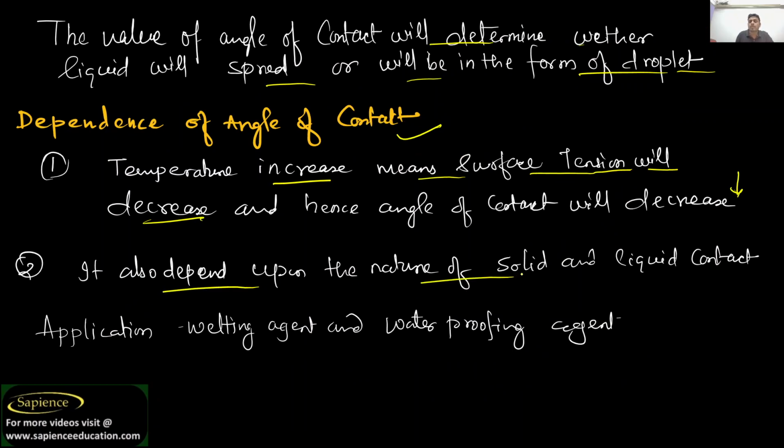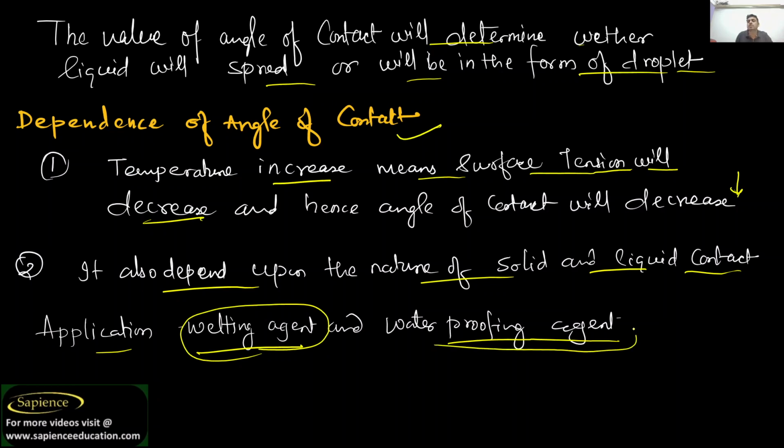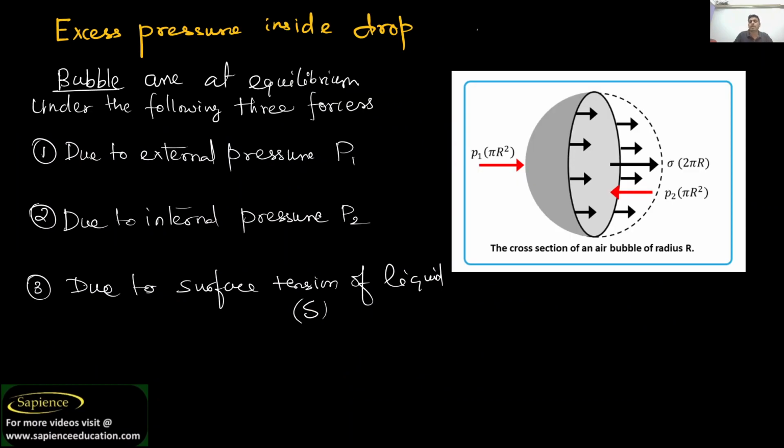Now it also depends upon the nature of the solid and liquid in contact. It is not only the angle that matters, but it also depends upon what type of liquid you are taking and what type of solid you are taking. Application: wetting agent and waterproofing agent. Somewhere it is used as a wetting agent, somewhere as a waterproofing agent. For example, if you want to wet, you will apply water, but if you want a waterproofing agent, you may use oil.